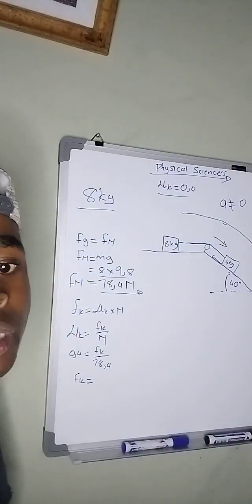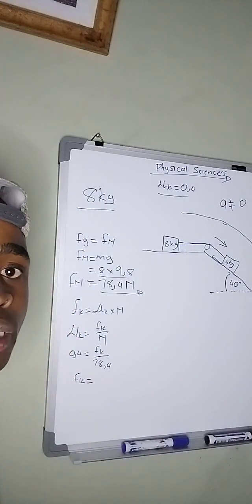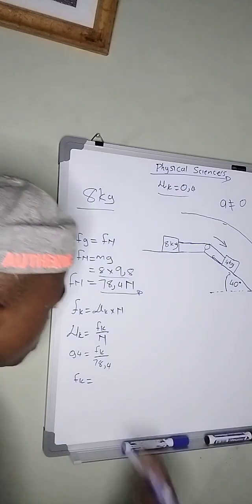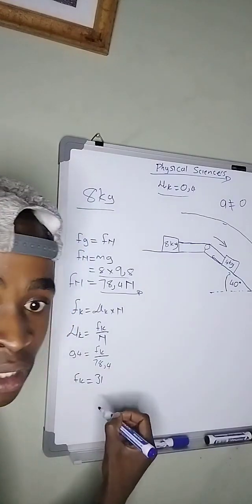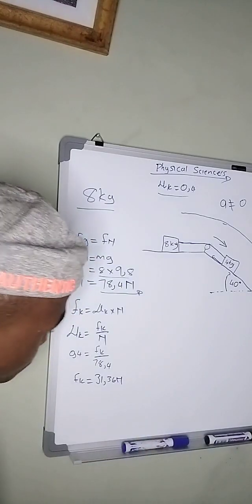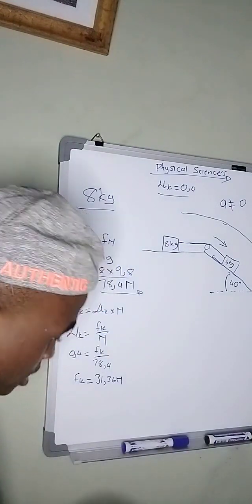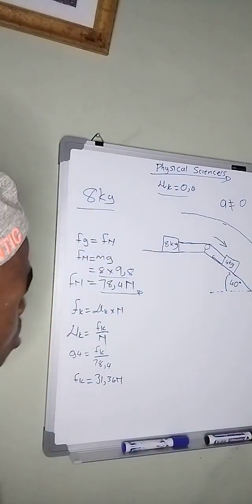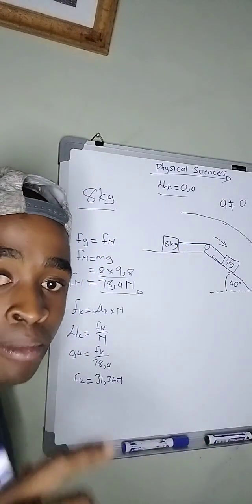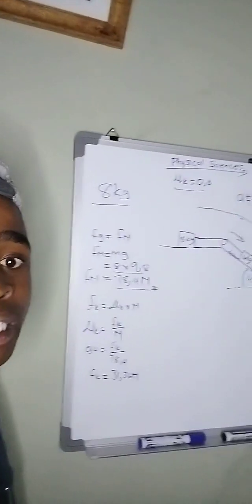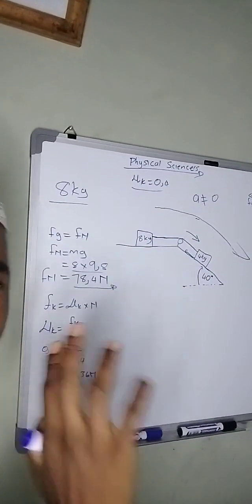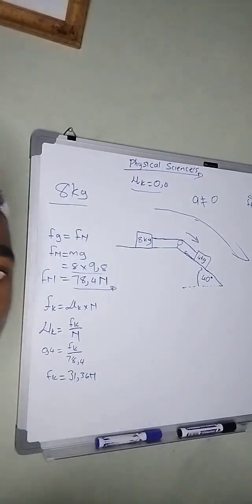So I'm going to have my Fk being what? What is my friction going to be? Thank you. This is going to be 31,36 newtons. So now we know we have this guy. Remember, now we are looking for acceleration. We are going straight to acceleration. We are done drawing the free body diagram.